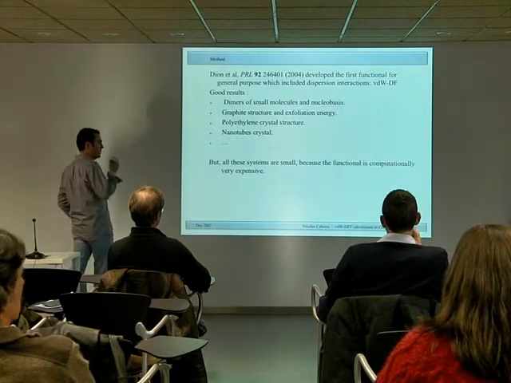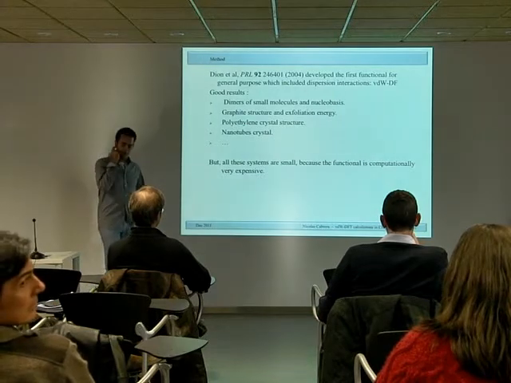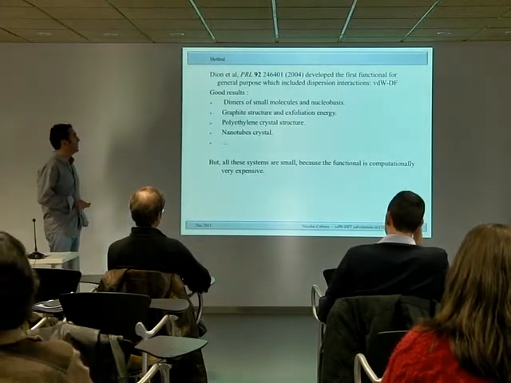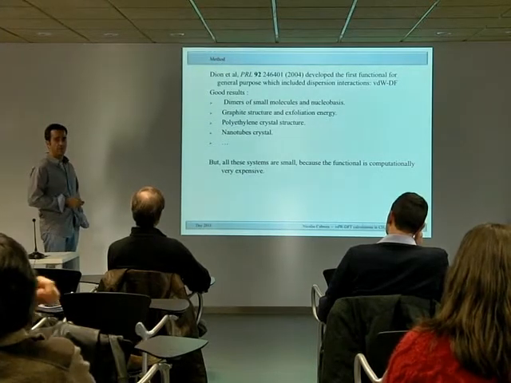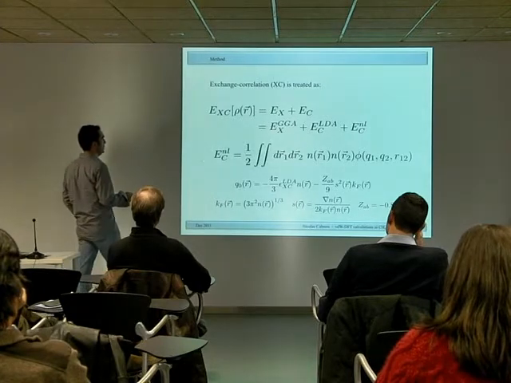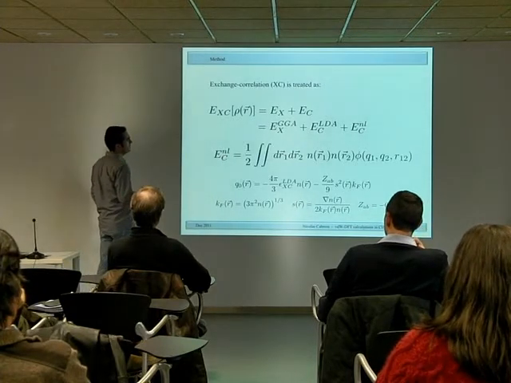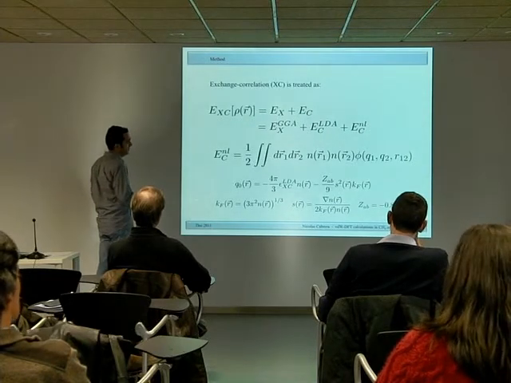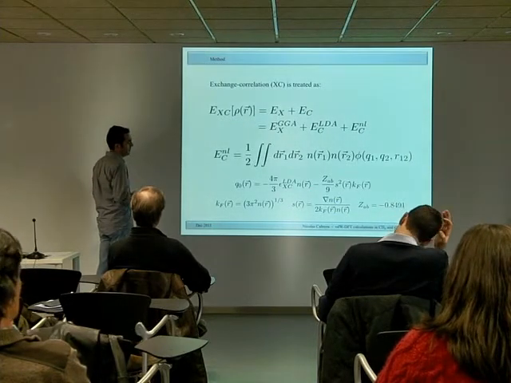But all the systems have one common characteristic, that they are small. And why are they small? Because the functional is very expensive. And why is it very expensive? It's very expensive because the non-local correlation energy, which is treated separately from the other contributions to the correlation, is defined as a double integral in real space.